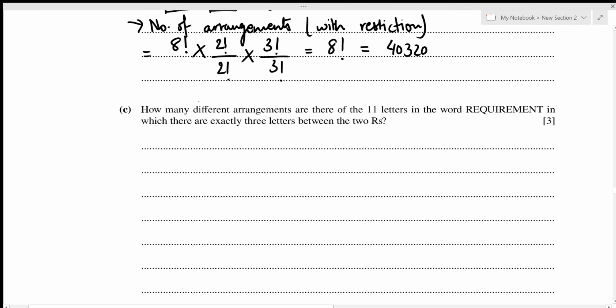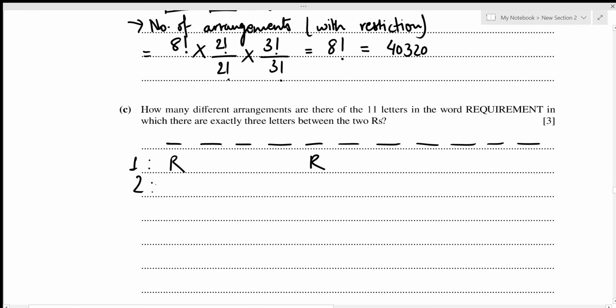For the third one, we need to figure out the different arrangements of the 11 letters in the word requirement, in which there are exactly 3 letters between the 2 R's. So we know that there are exactly 11 letters. So that's 5, 6, 7, 8, 9, 10, 11. Alright, so the first possible choice would be to have R in the first position, maintain 3 gaps, and then the second R would be on the 5th position.